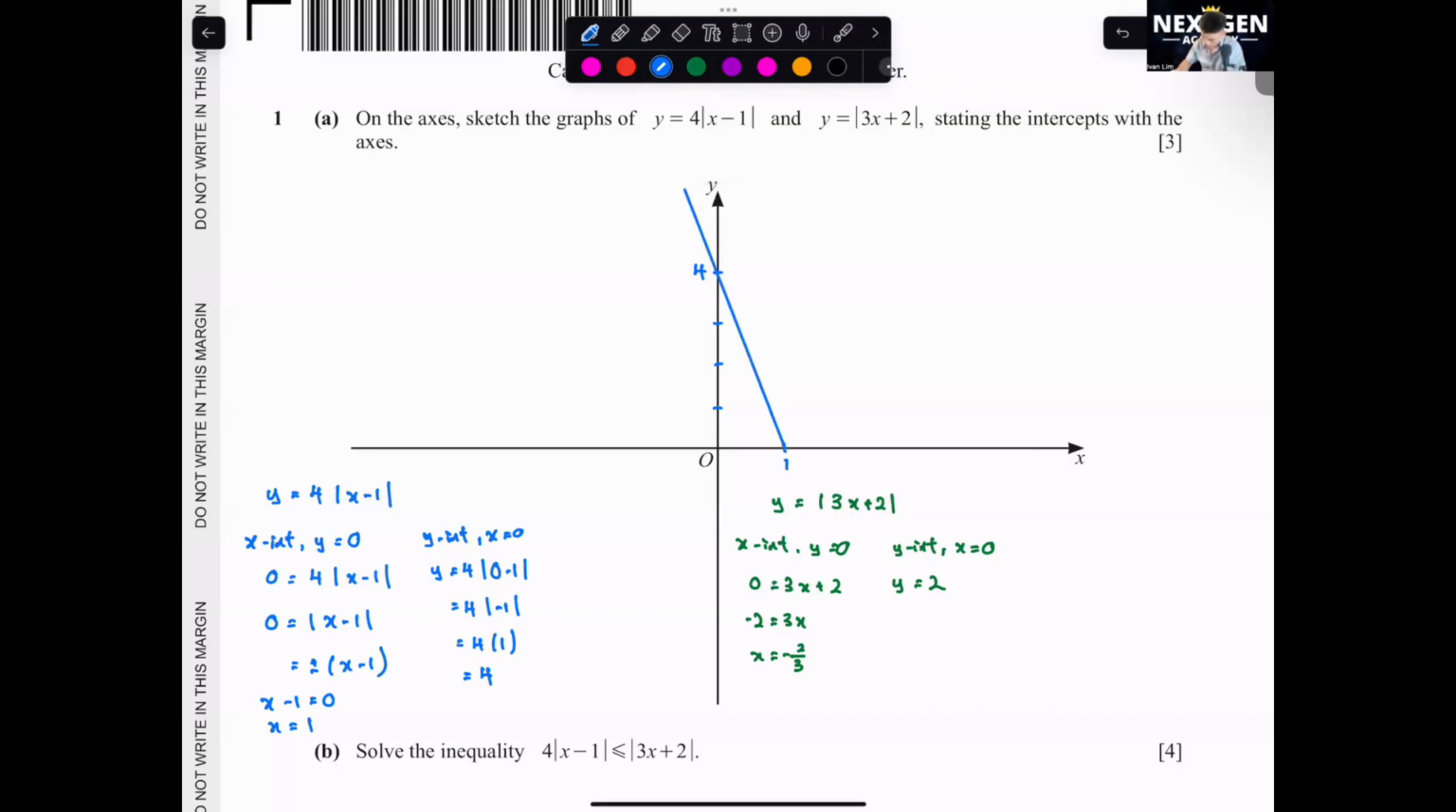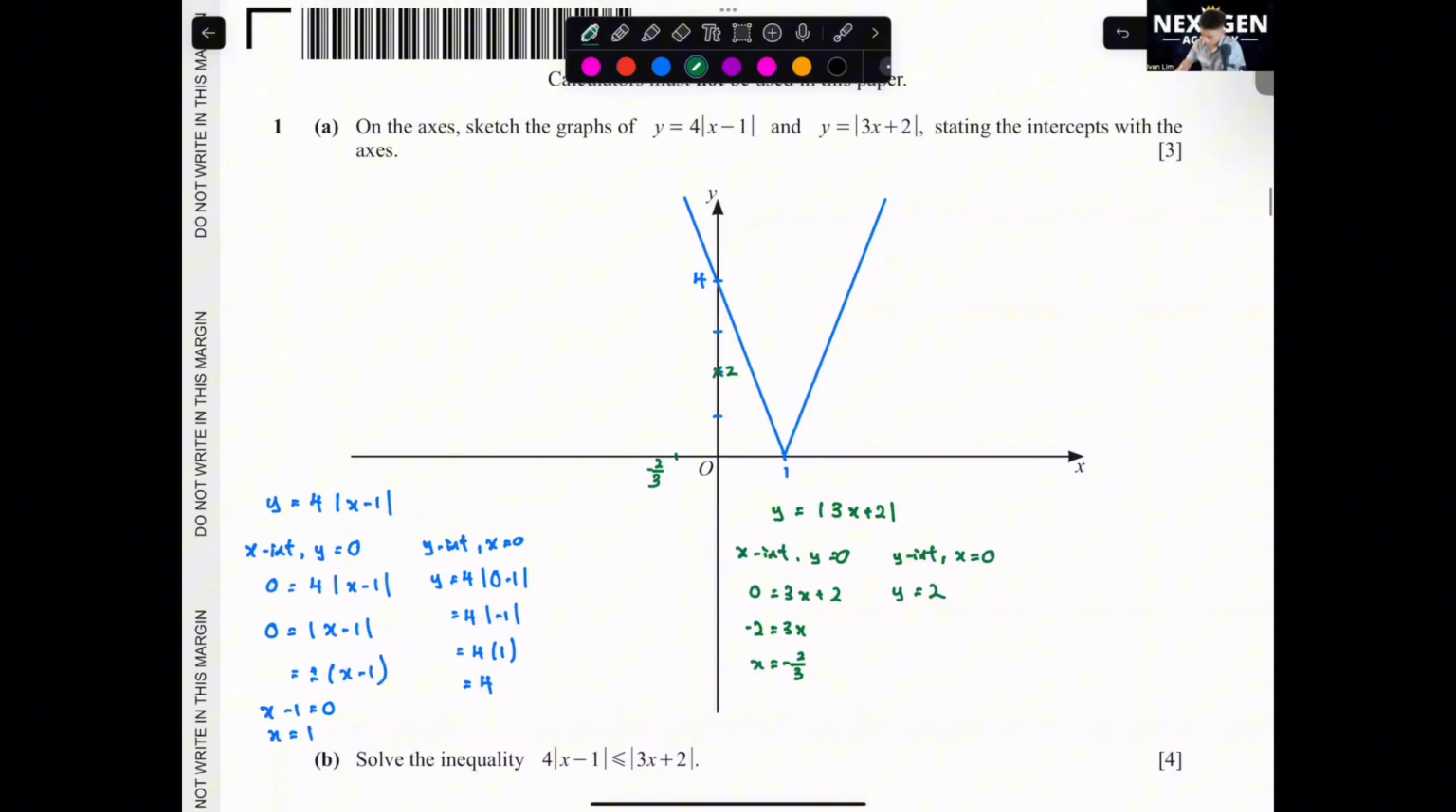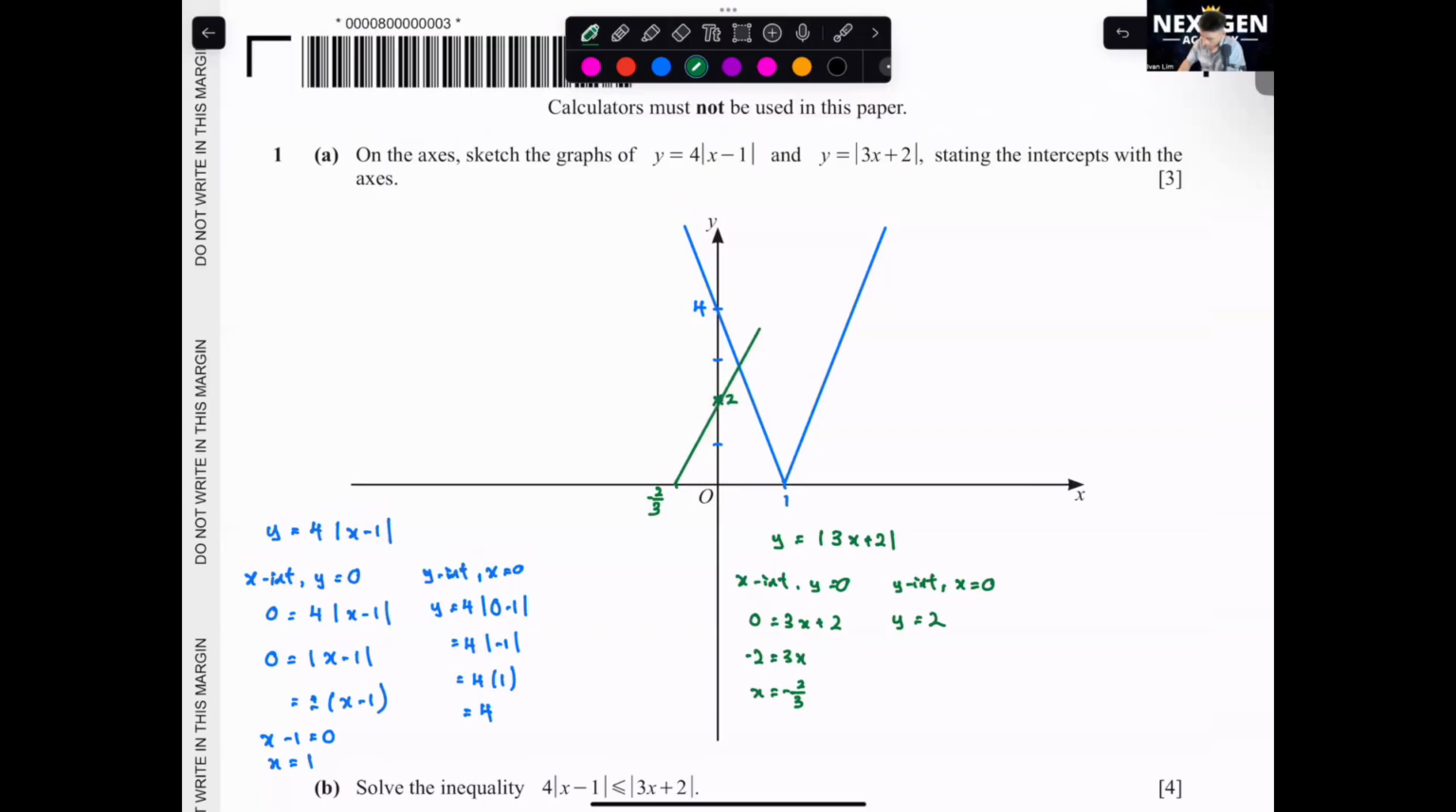Like this. Okay, it needs to be in the same angle. Like that. Okay, then negative 2 over 3. Okay, this here is 1, negative 2 over 3 around here. Negative 2 over 3, then 2. Okay, so something like that.